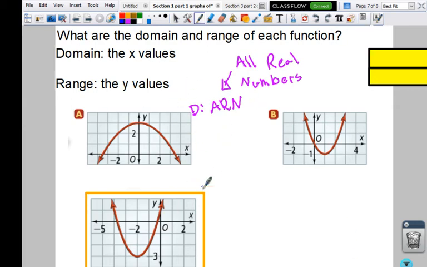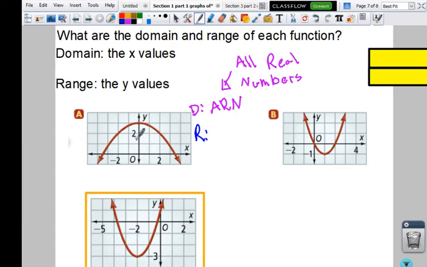So we are almost done. My range is my y values. If I look at graph A here, are there any y values that don't show up? Every x will show up, right? Is there any y that doesn't show up? 3 and up. That's at 3, right?